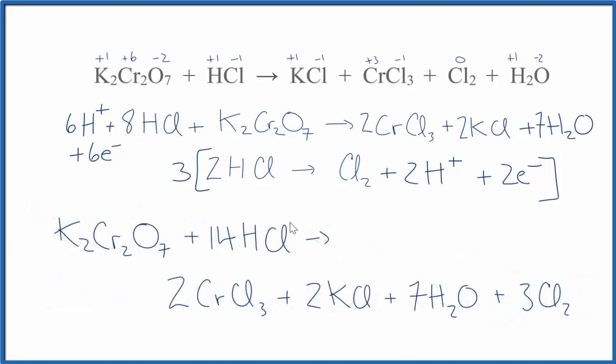So these redox reactions are really tough to do. There's a lot of steps, and you can make mistakes at multiple points in the process. But when you're done, you can check your work. So if we look at charge, we balanced for charge. This is all neutral. This is all neutral. Charge is balanced. And if you count up each of these atoms, they'll be the same on both sides. So we balanced for charge and for the number of atoms.